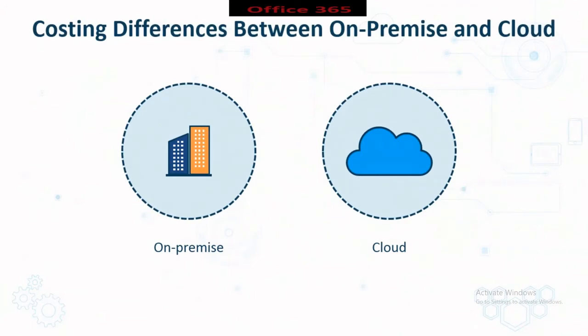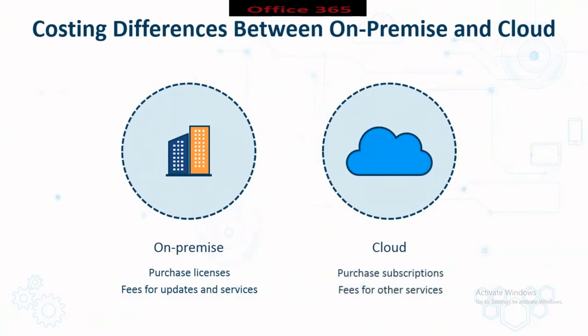There are costing differences when comparing on-premise implementations and the cloud. In the on-premise model, you purchase licenses for your OSs and software, typically on a per-seat basis, and you pay fees for updates and services needed to keep your hardware and software running properly. In the cloud model, you purchase subscriptions, usually per user, and you pay for what you use. You will likely have a list of different options, services, and tools you can choose from, and pay fees for those you need to use.